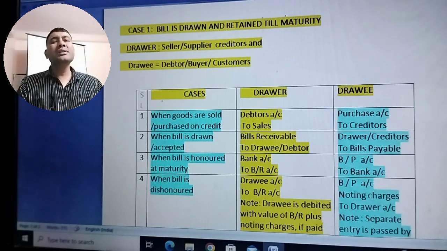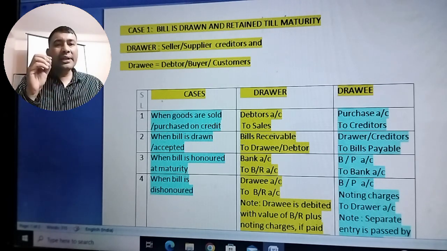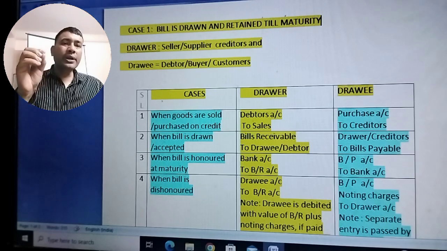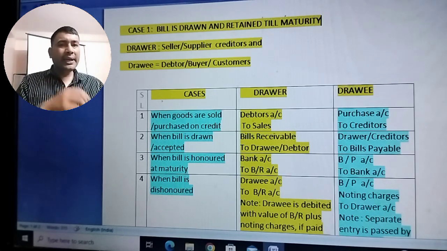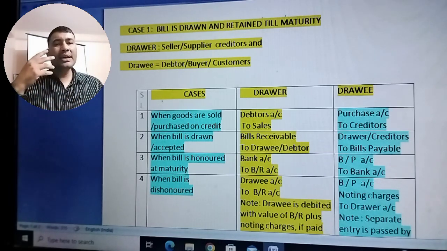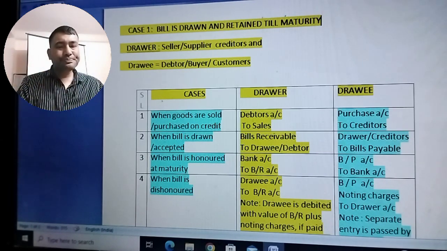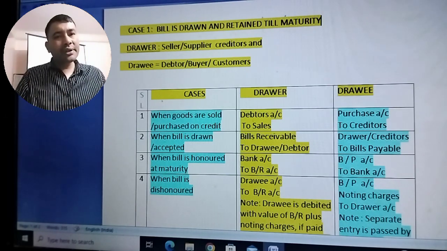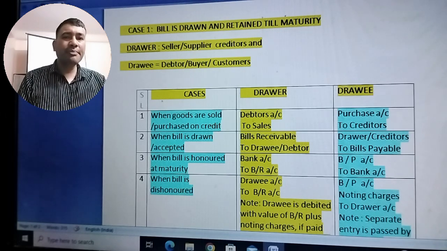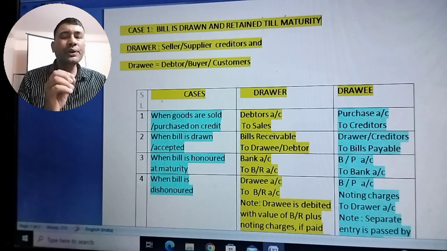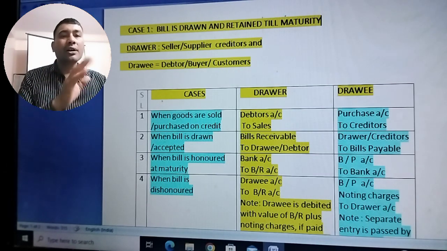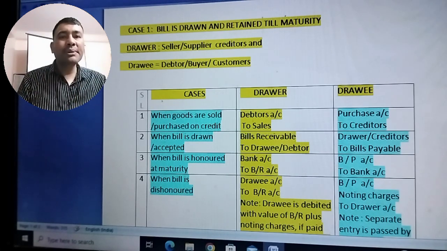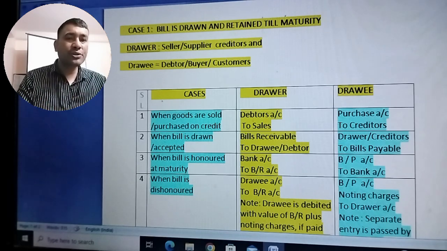But what if the bill is dishonored? Dishonored means the drawee did not pay the bill. The drawee fails to pay the bill. This is called dishonor of the bill. Whether the bill is honored or dishonored, the bill has to be cancelled. So you have to credit bills receivable and you have to debit the drawee. Whenever a bill is dishonored, it is very important to note that the drawer will always debit the drawee account and credit the bills receivable account if it is retained till maturity.